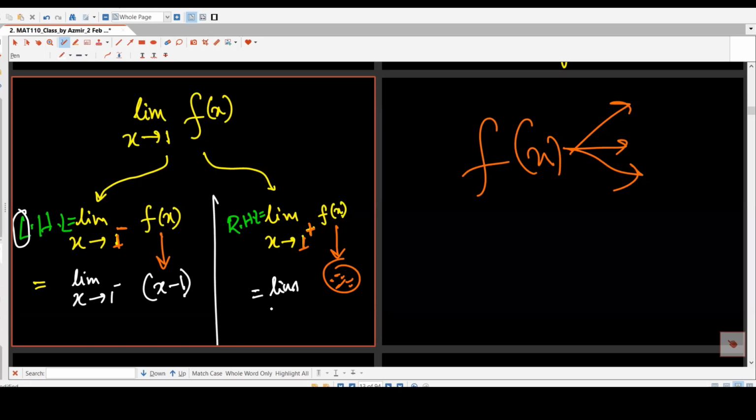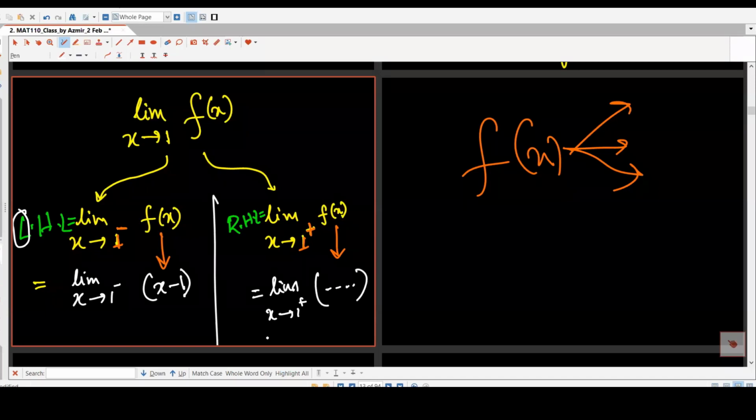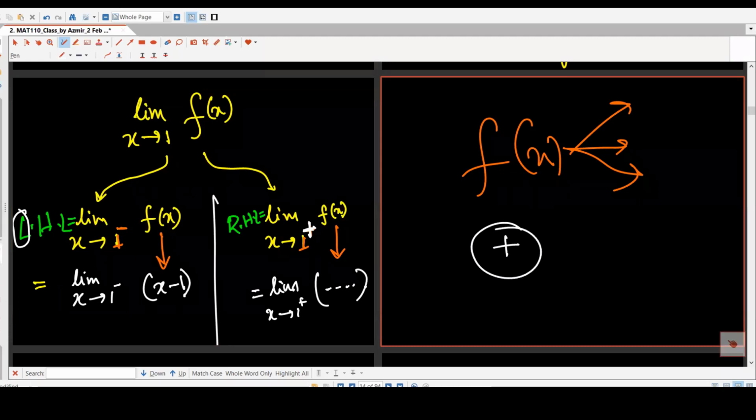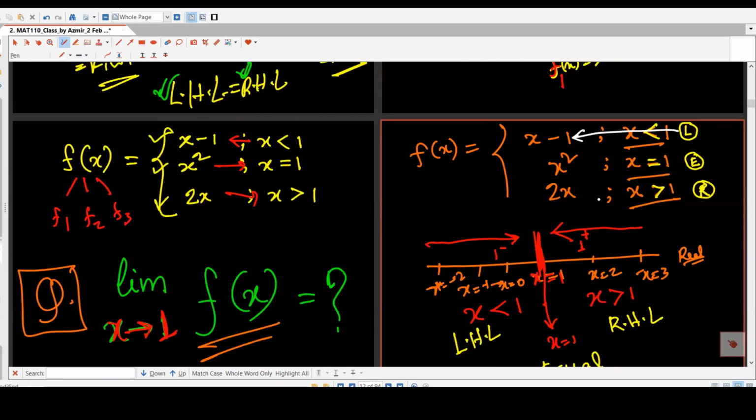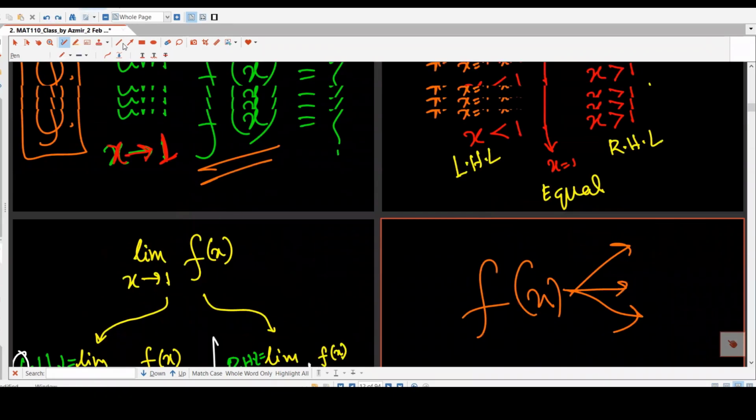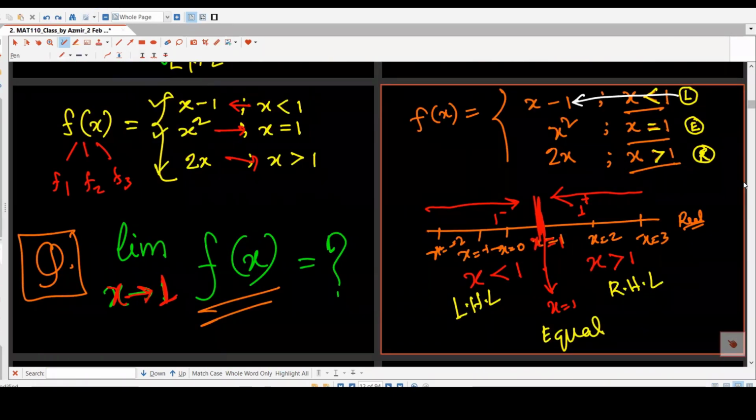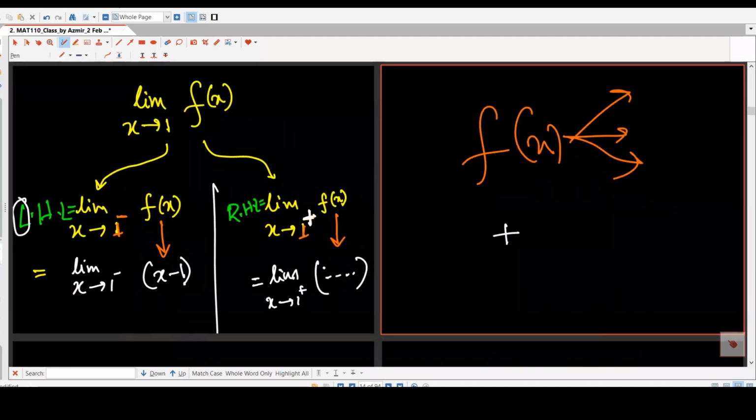Let us find the right-hand limit. x tends to 1 plus. So which function, which f of x can be plugged here? We have to understand. Since we have 1 plus, this plus will guide us as to which one of these three functions we have to take. You can understand that I have mentioned R here. So R means rightward function. So the function 2x can be written here.